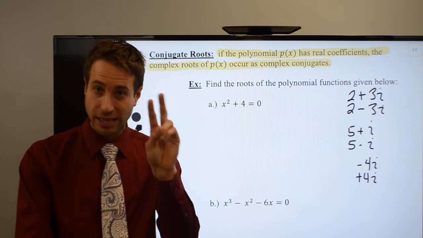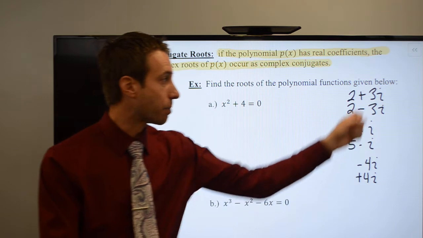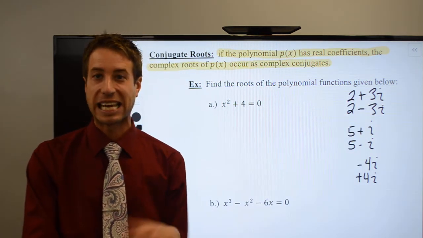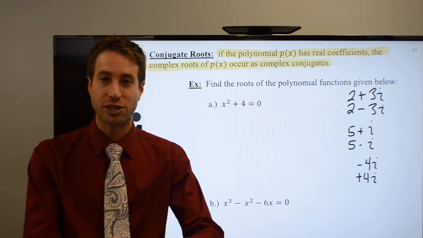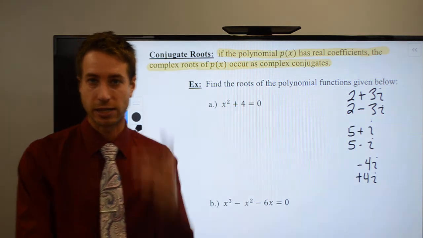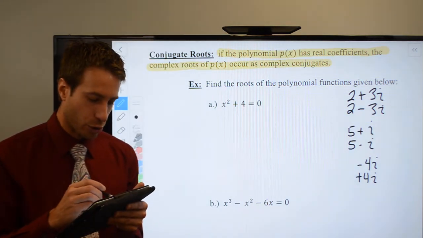Complex conjugates means that there are 2 of them. There's a positive and a negative version, right? So there's no way you could possibly get an odd number of imaginary solutions if they must appear as complex conjugates. So let's do a couple of example problems and show you how this is going to work.